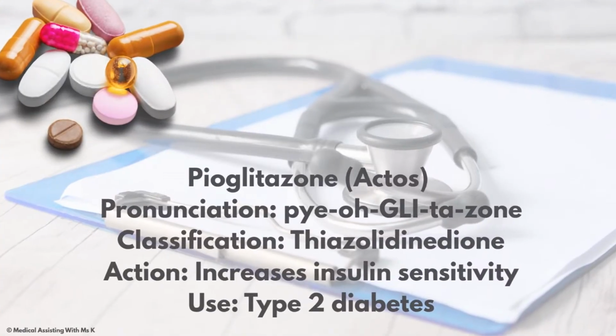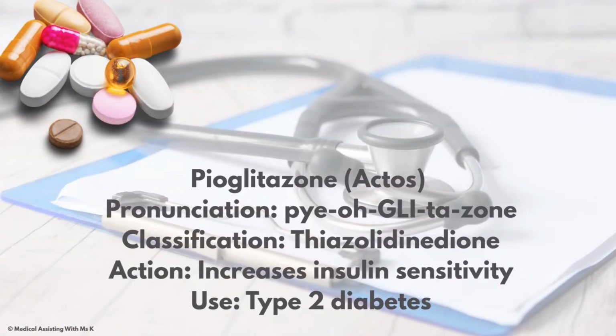All right, Actos, pioglitazone is the generic. The classification is thiazolidinediones. That's a long one, right? I had to look that up, guys. I had never actually seen that word before going over this one. The action is it increases insulin sensitivity, and the use, it treats type 2 diabetes.